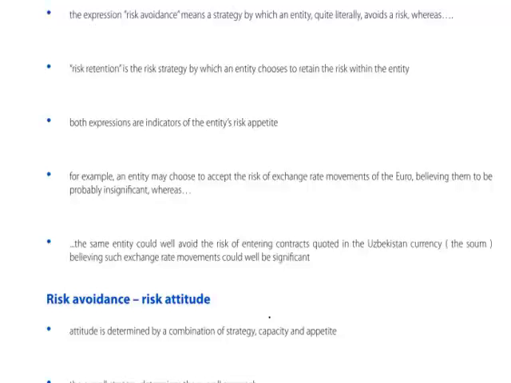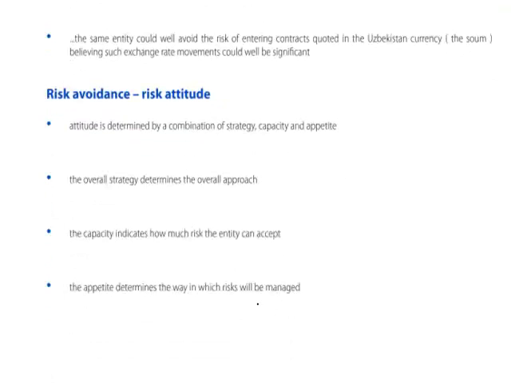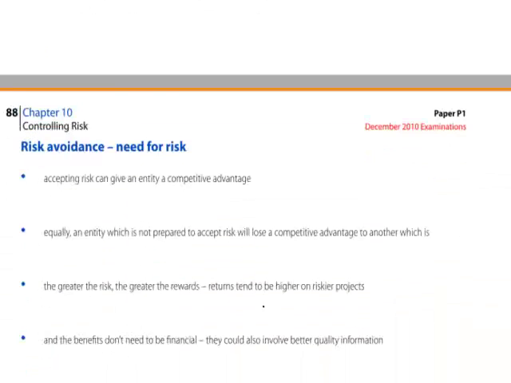Risk avoidance attitude is determined by a combination of strategy, capacity, and appetite. The strategy: do we want to go down this risky road? Can we afford to go down this risky road? And do we want to? Do we feel that it will be a good move because it's going to generate higher profits? So our appetite will be affected. The overall strategy then determines the overall approach. Capacity indicates how much we can accept, and appetite determines the way in which the risks will be managed.